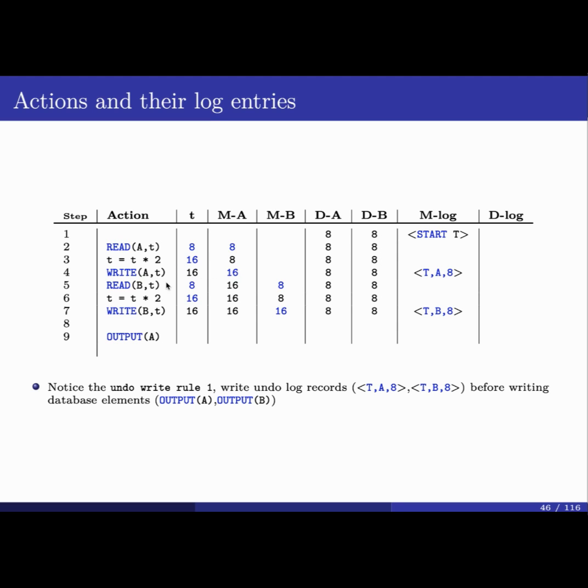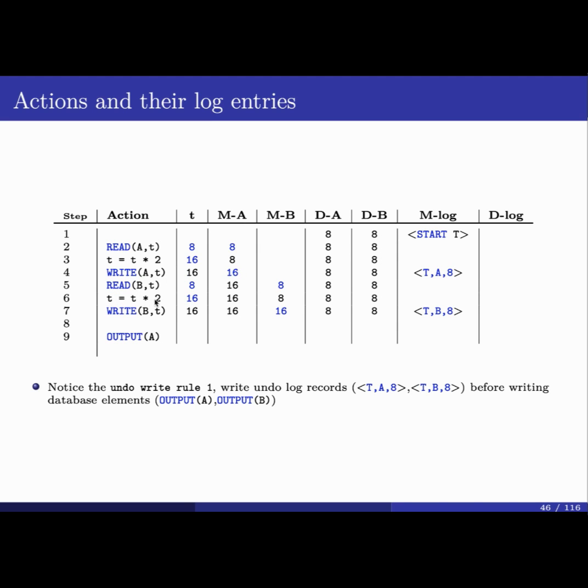So here we set the value of A, modified to 16, in the main memory. I don't write anything in the disk because I didn't issue output X here. In this case, I'm going to write T, A, 8. This means the transaction modified the value of database element A, and the old value of A was 8. Did it change anything in the disk? No, I didn't issue output.